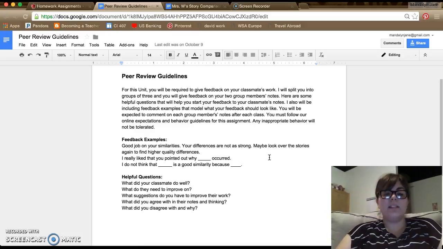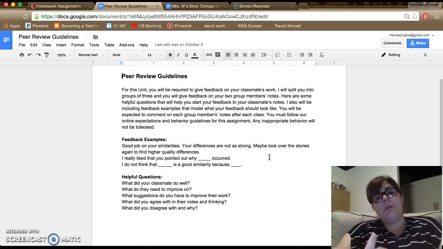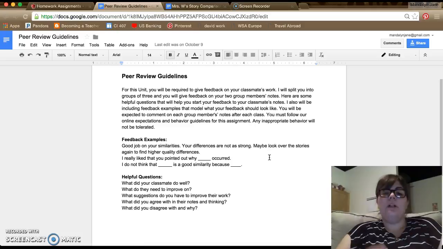So some feedback examples would be, good job on your similarity. Your differences are not as strong. Maybe look over the stories again to find some higher quality differences. So maybe a low quality difference would be, the only thing you pointed out was that the wolf's hair was a different color. That obviously wouldn't be that high of a quality difference.